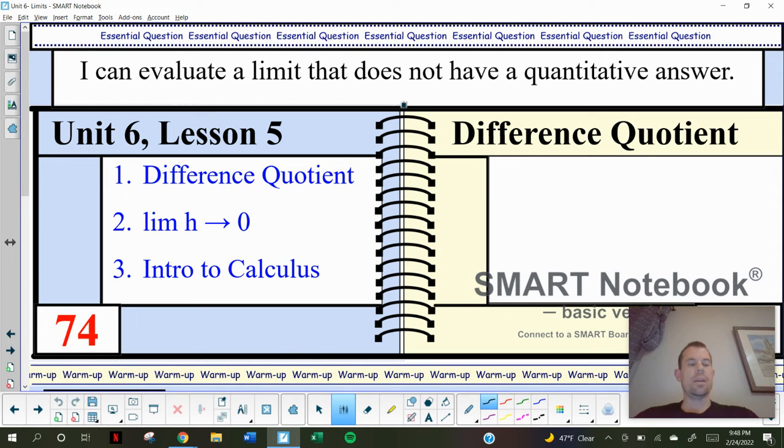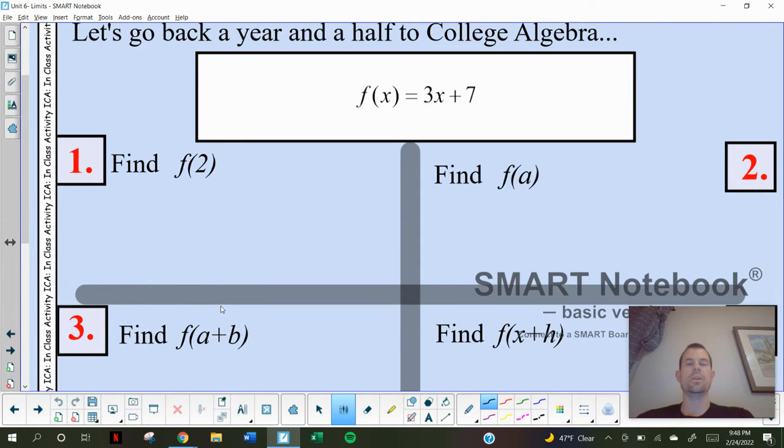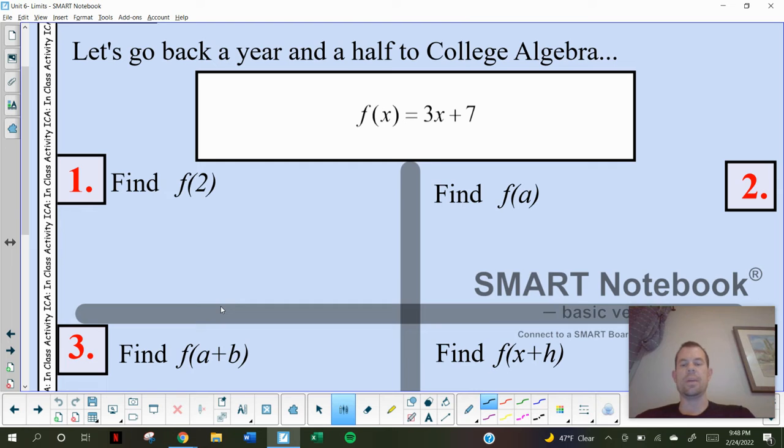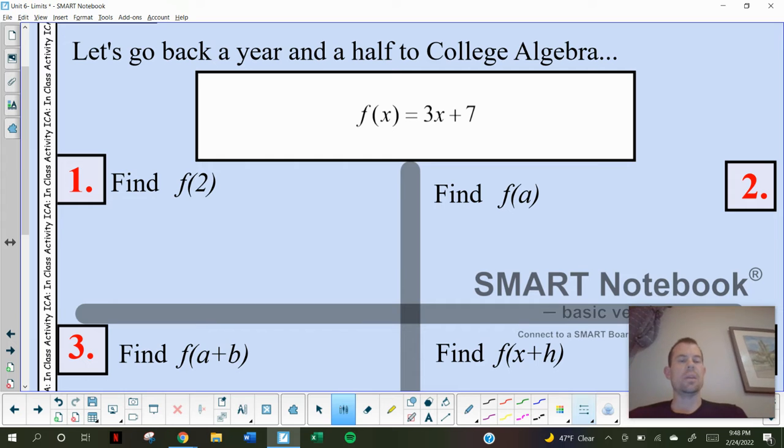All right, so first slide, we have to go back to college algebra. This is a slide that I stole directly from college algebra last year. Let's say we have some function, f of x equals 3x plus 7. First problem, this is just to get the gears turning on functions again. What does f of 2 mean? You can pause the video if you want to think about it, but really what we're doing here is plugging in 2 for x.